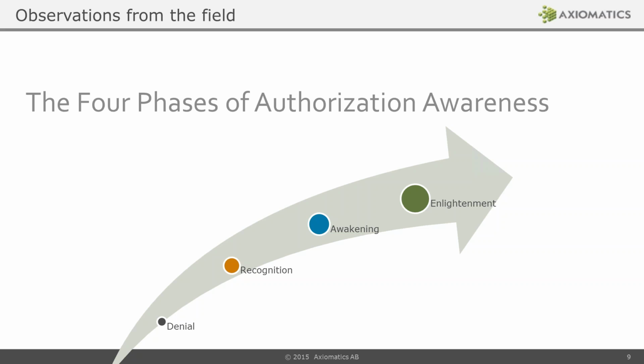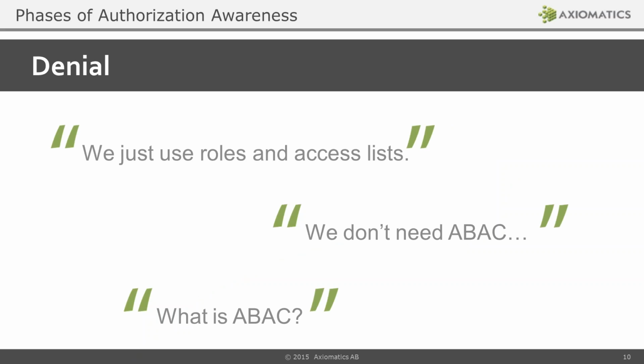So the first one is more of a denial phase, where the organization is at such a state that it doesn't really need this kind of externalized authorization. David, if you could advance the slide. Thank you. They might be quite happy with using roles, access lists, group lists, and the like, and they're just not at a maturity level where they need attribute-based access control or externalized authorization.